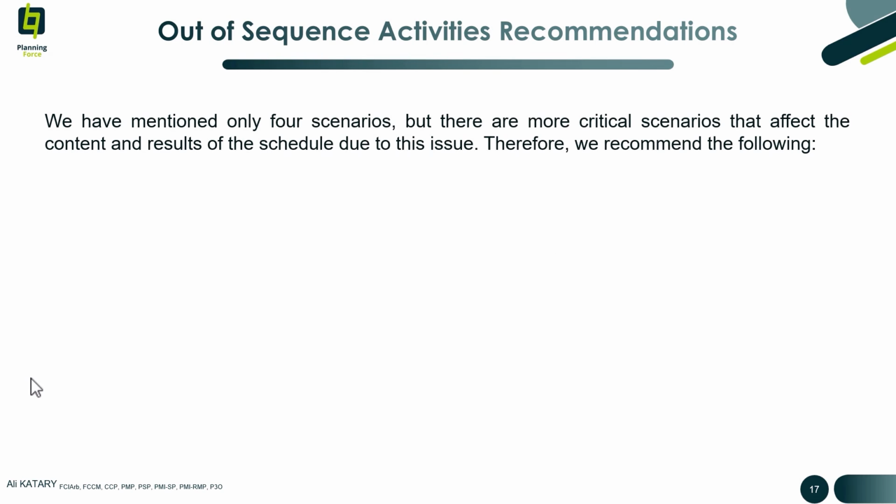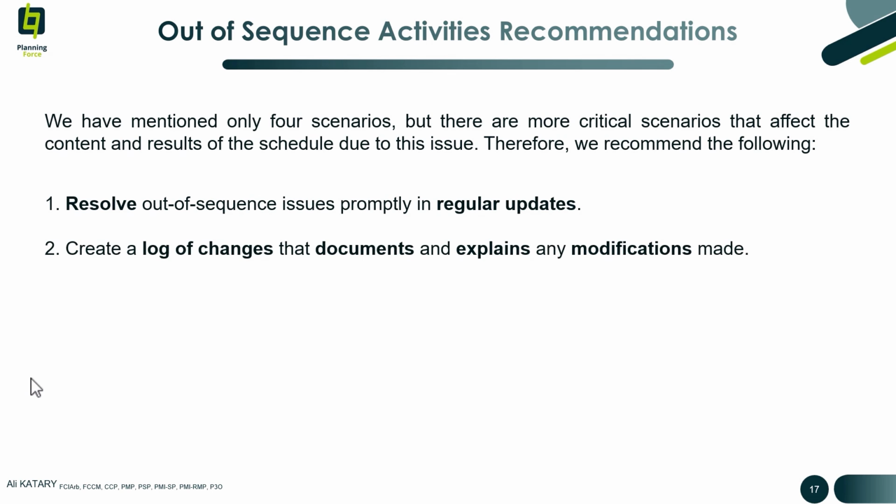We have mentioned only 4 scenarios, but there are more critical scenarios that affect the results of the schedule due to this issue, which is out of sequence activities. Therefore, we recommend the following. First point, resolve out of sequence activities in regular updates. Number 2, create a log of changes that documents and explains any modifications made in each update.